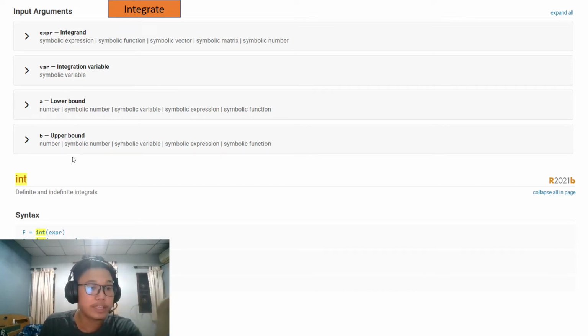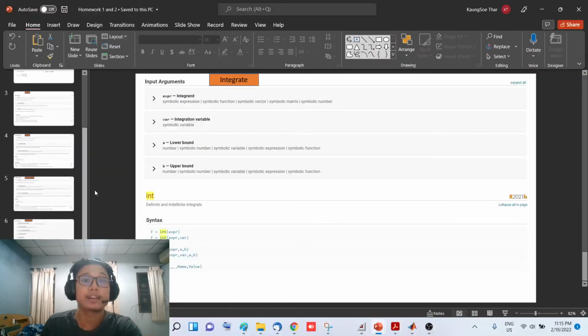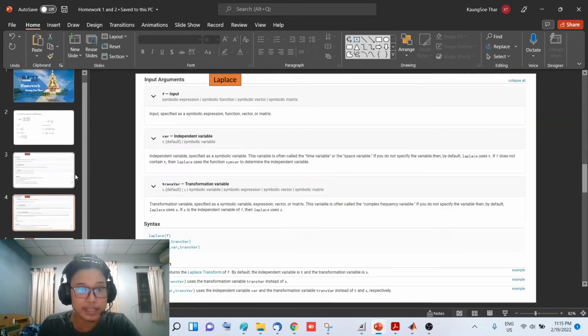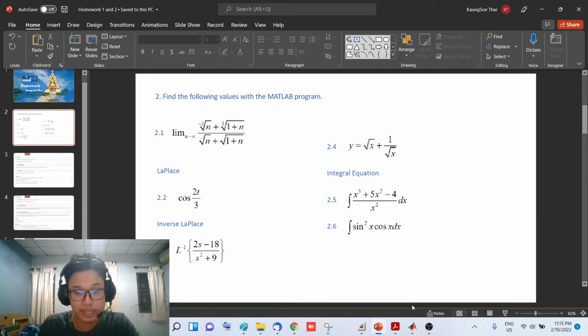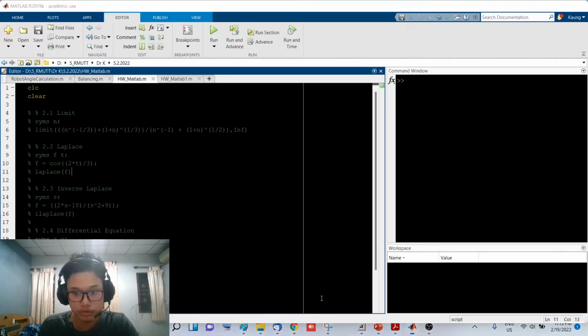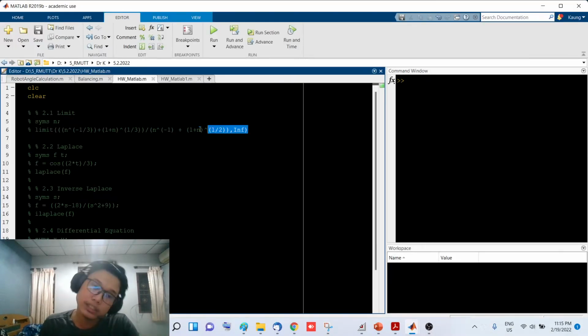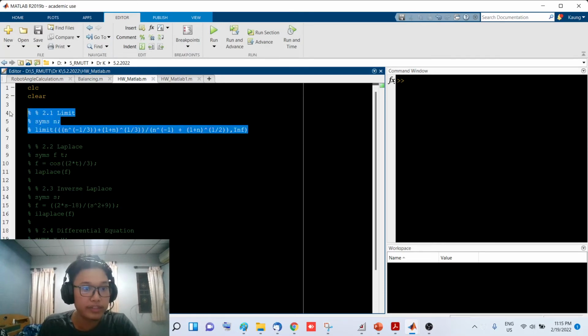So if we use the integral, we can do it with an upper limit and lower limit, or just integrate the function. Okay, so these are the input arguments and syntax for using these kinds of equations. And now I'm going to show the output of the integration.